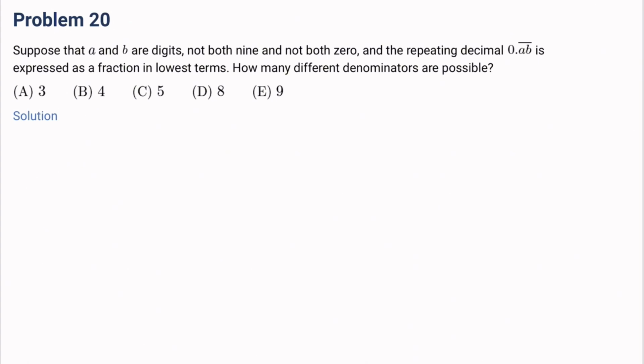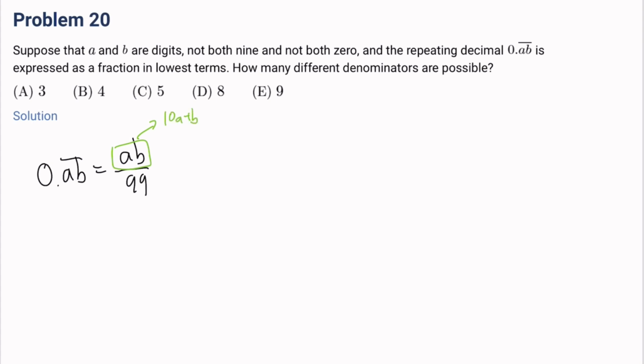Number 20, suppose A and B are digits, not both 9 and not both 0, and the repeating decimal 0.AB repeating is expressed as a fraction in lowest terms. How many different denominators are possible? Okay, since that's repeating, if we put that in fraction form, 0.AB repeating will be equal to AB over 99, right? And this is just equal to 10A plus B, right?